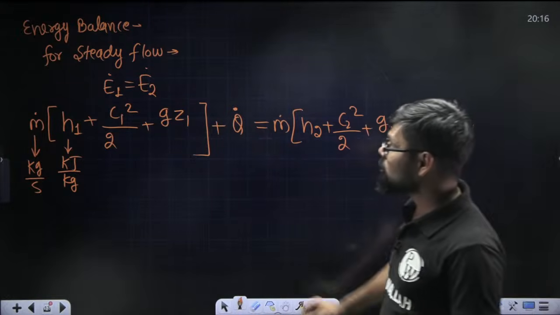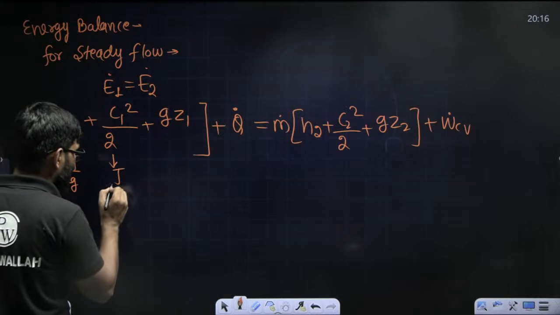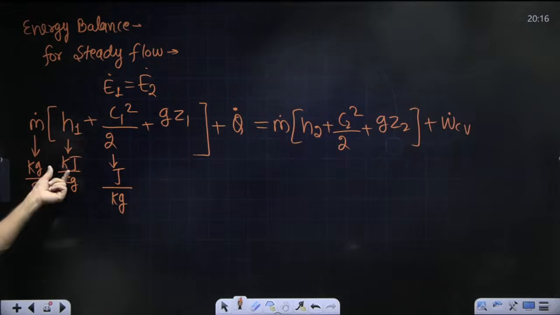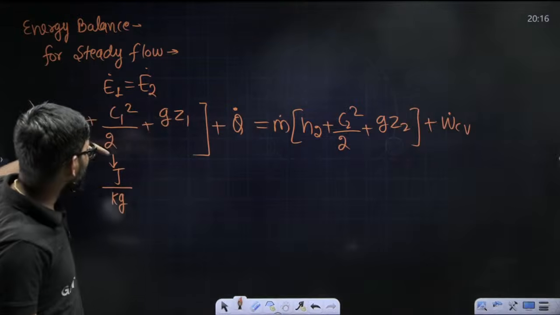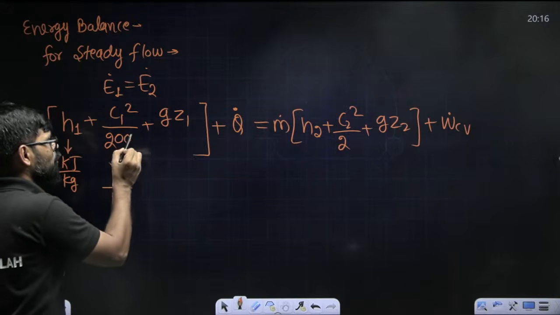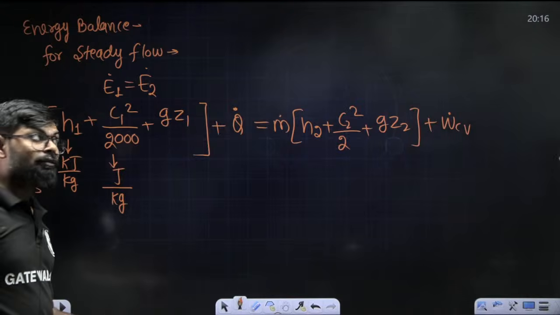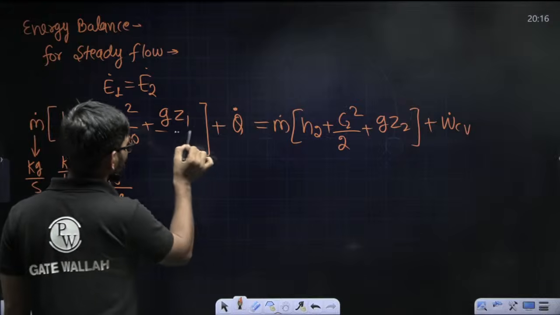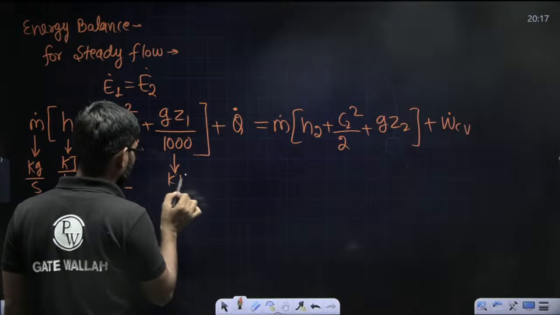But C1 square by 2 will come in joule per kg. You cannot add kilojoule per kg and joule per kg, so you need to convert this term also into kilojoule per kg. That's why I am dividing by 1000, to convert joule into kilojoule. Similarly, here also I need to divide by 1000. Then this will also be kilojoule per kg.